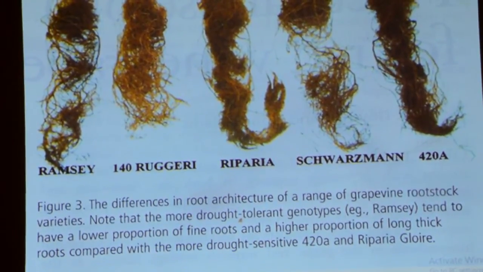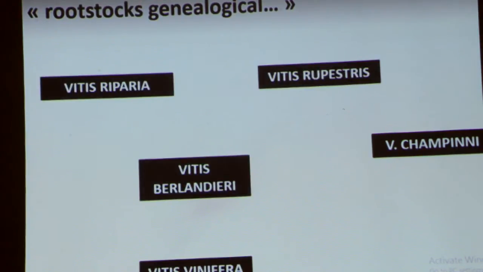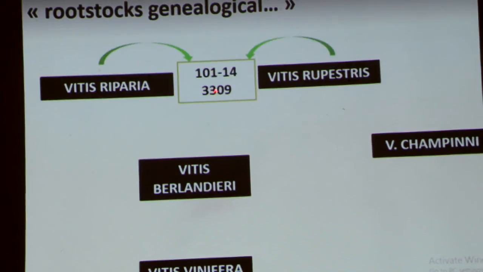Drought tolerance. So, as a summary, we have the five species we just named, and crossing any of those species, they were having different selections. 101/14, 3309, coming from British Riparia and British Rupestris, are rootstock with less vigor than the rest of the rootstock and with very shallow root system.